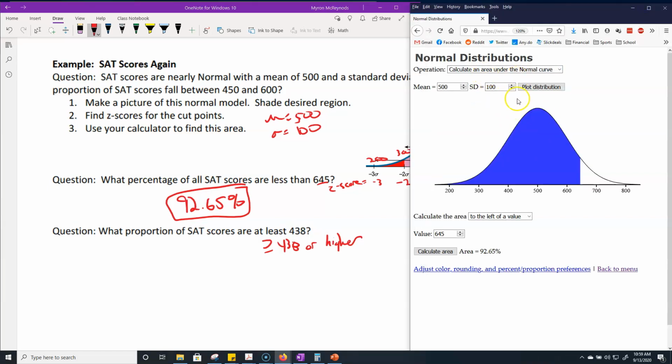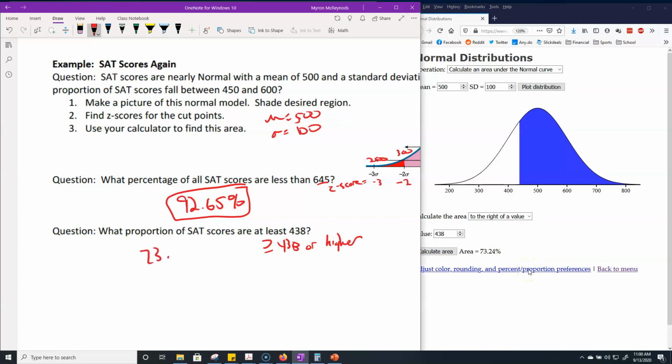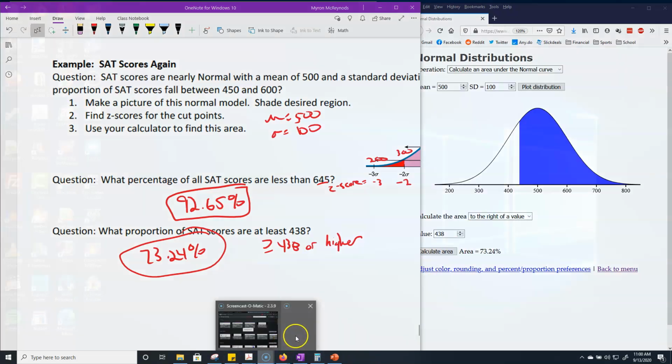It's the same thing, except now we're going to the right, greater than 438. We expect it to be bigger than 50%. It's 73.24%. So as you can see, Stapplet makes your life so much easier on these problems. All right, so that is example number 3.